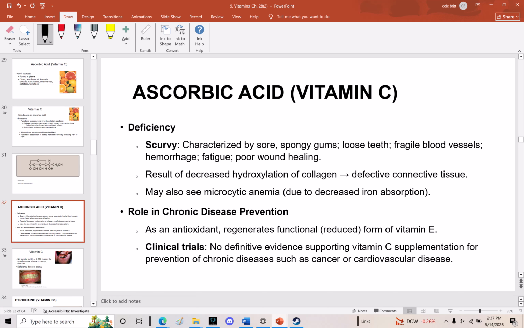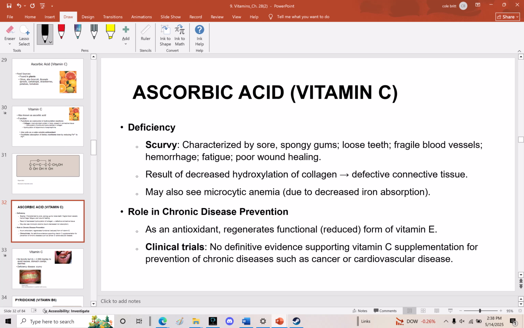Deficiency, scurvy. I think I already told you the story about British sailors, who were called limeys because they went out to sea with limes, and that protected them from scurvy. So scurvy is a vitamin C deficiency, and you see a lot of connective tissue issues related to the fact that they don't make proper collagen. You can't make collagen if you don't have enough vitamin C.